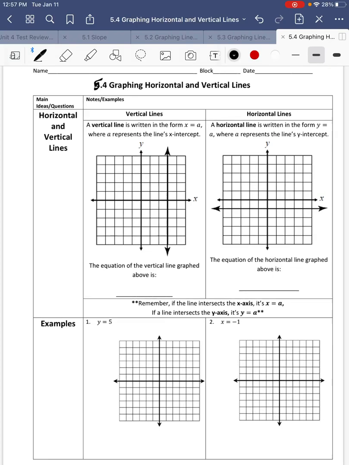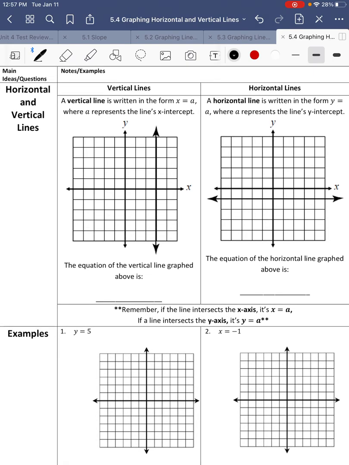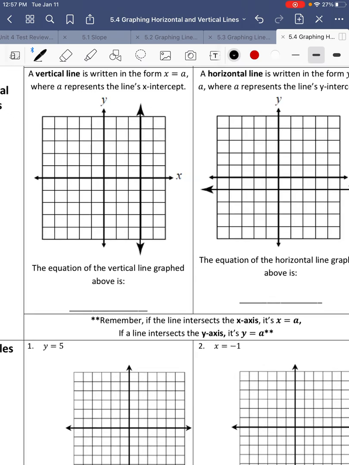All right, for 5.4, we are graphing horizontal and vertical lines. So a vertical line is written in the form x equals a, where a is a number. It'll be x equals a number, always for vertical. And this always confused me. So one thing that's always helped me is to look at coordinates.